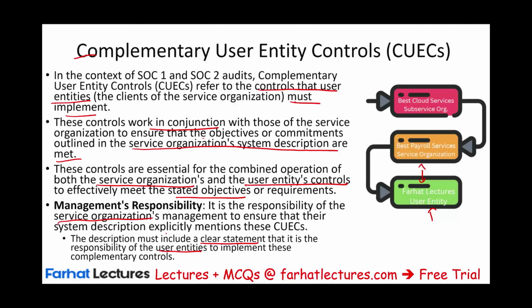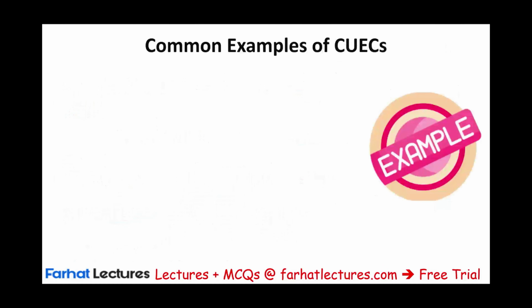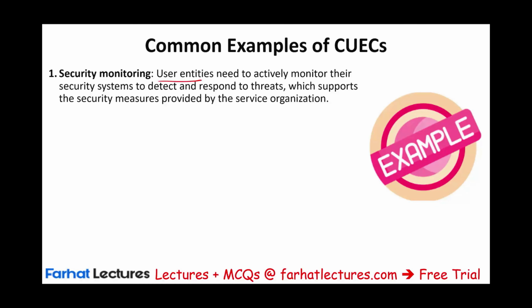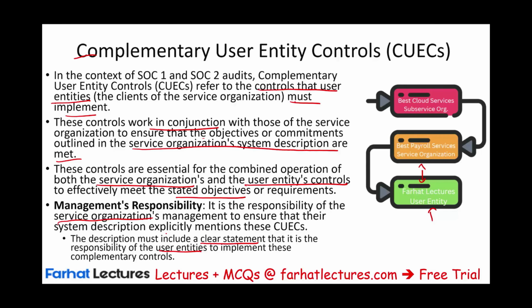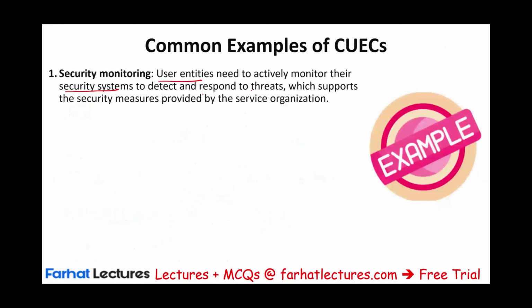So what are some examples of CUECs? Well, security monitoring. For example, user entity Farhat Lectures needs to actively monitor their security system to detect and respond to threats, which supports the security measures provided by the service organization. So let's assume they are providing us with cloud services or some sort of data provider. Well, guess what? We have to keep our environment secure. So we have to, on our end, keep security monitoring. They will tell you, look, yes, we are doing our utmost to achieve those control objectives, but if you don't provide security, our controls are not effective.